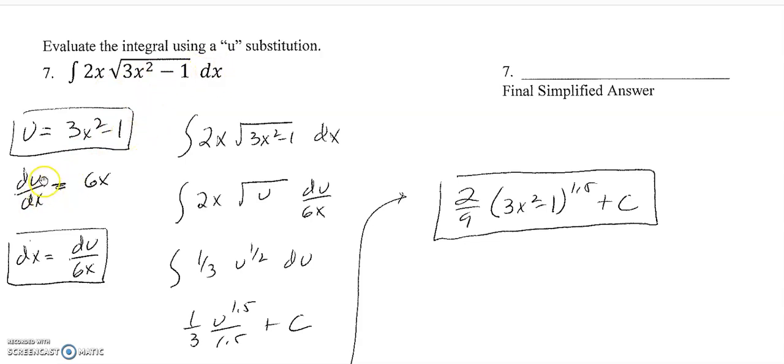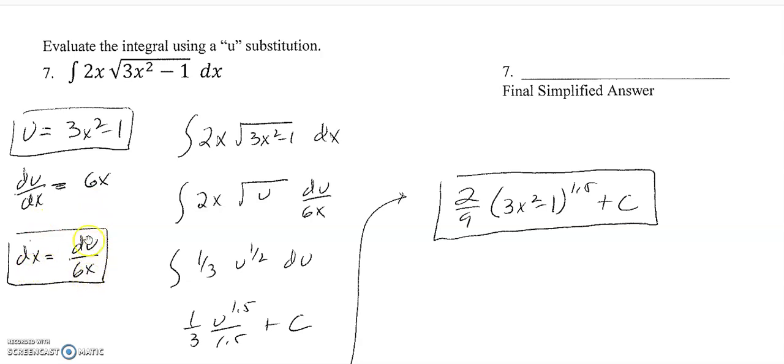So we can think of this as a proportion. du over dx equals 6x over 1. Cross multiply, dx times 6x equals du times 1. Then to get dx by itself, we divide both sides by 6x. So dx times 6x divided by 6x, du divided by 6x gives us dx equals du over 6x.